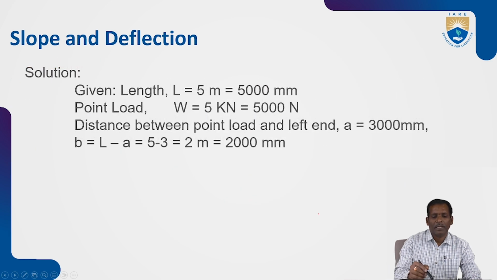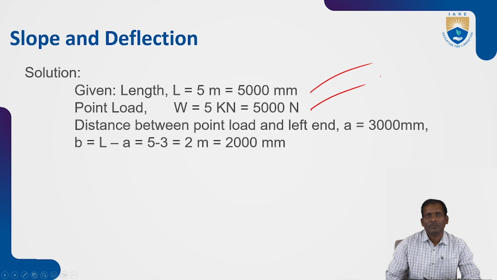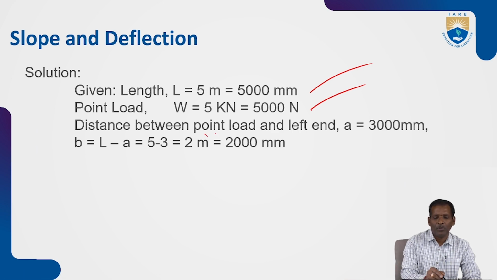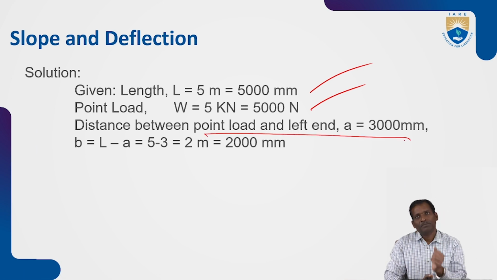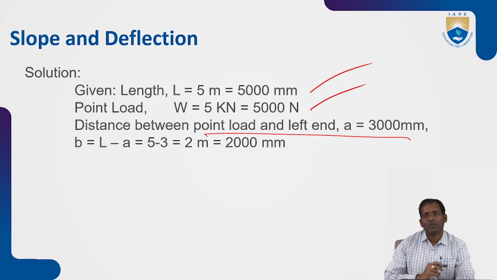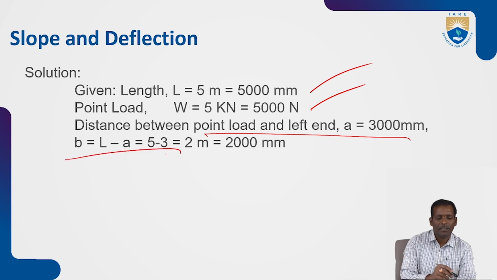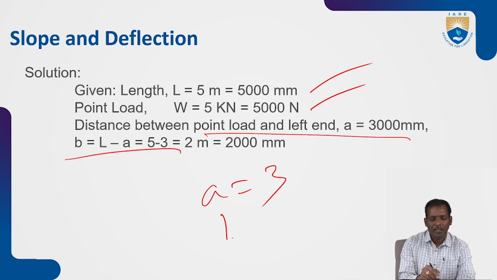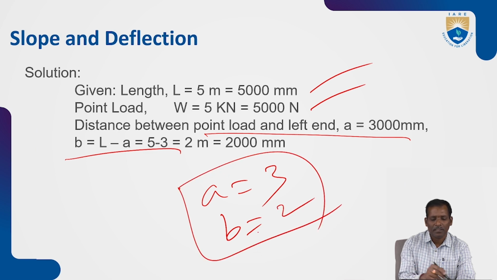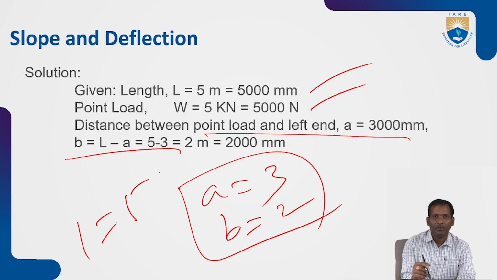So now the given length is 5 meters, the point load is 5 kilonewton, and the distance between the point load and the left hand support is 3000 mm, that is 3 meters. So B is L minus A. So A is 3 and B is 2. So total length is 5. So that you can write L is equal to A plus B.